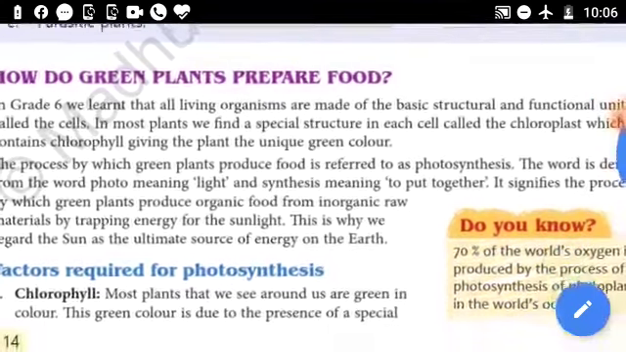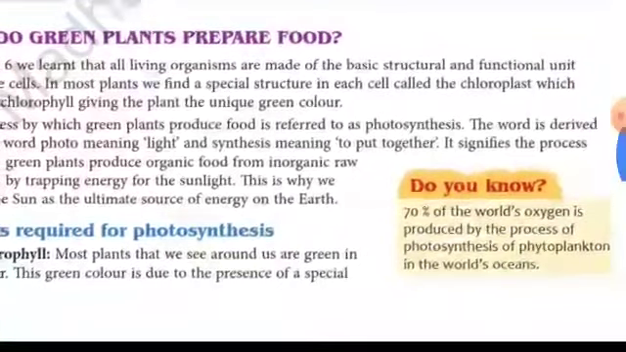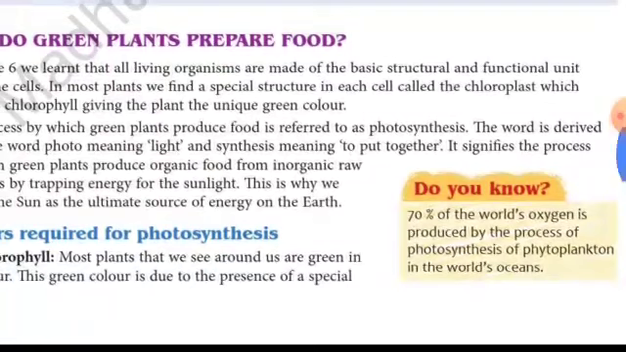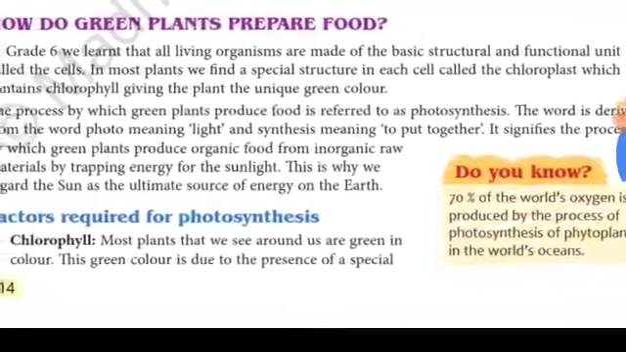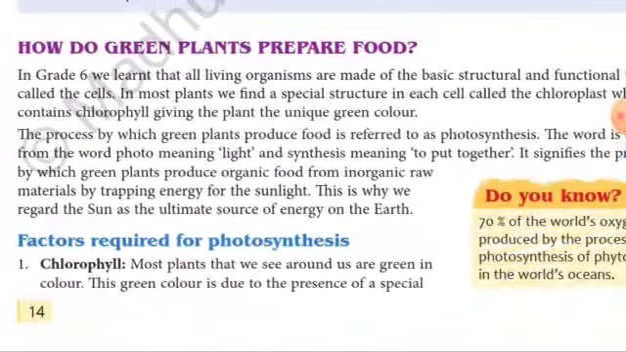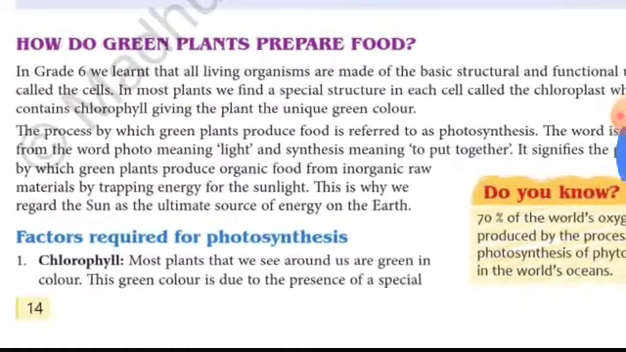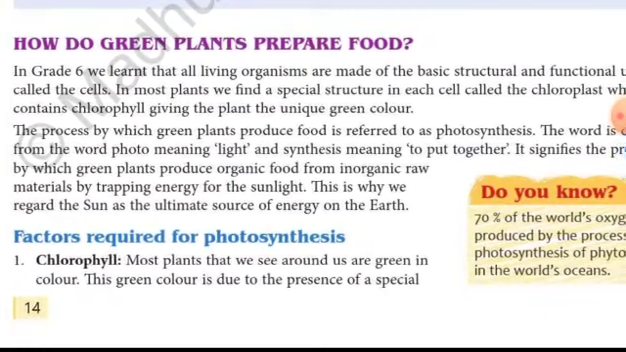Now here it is written, do you know 70% of the world's oxygen is produced by the process of photosynthesis of phytoplankton in the world's oceans. Phytoplankton are very small organisms present in the ocean. Now, plants are autotrophic in nature. That means they can prepare their own food. How do they prepare their own food? They prepare their own food with the help of photosynthesis.